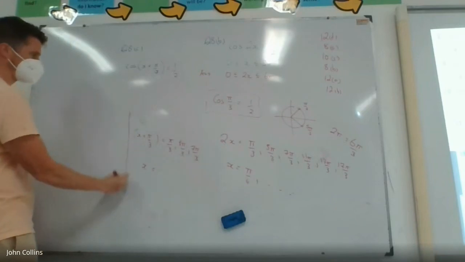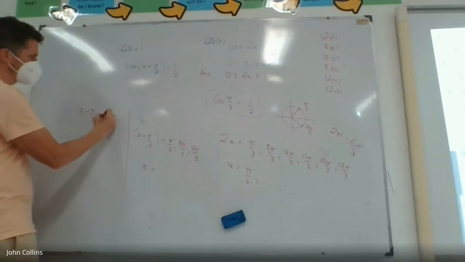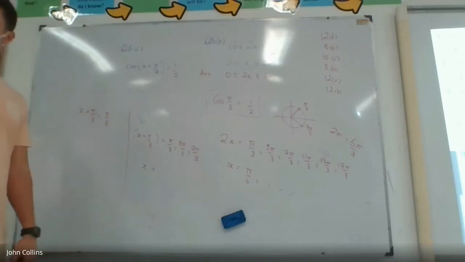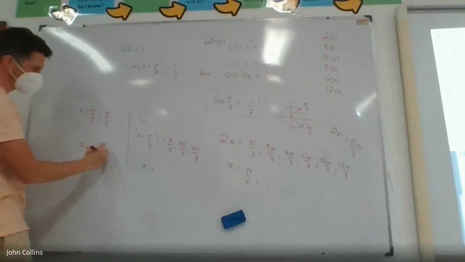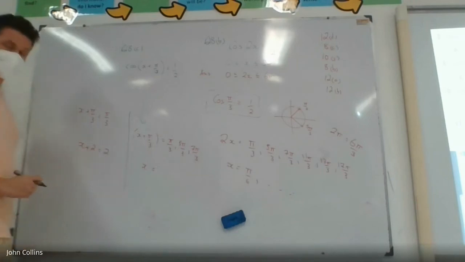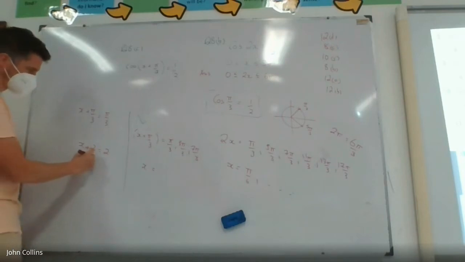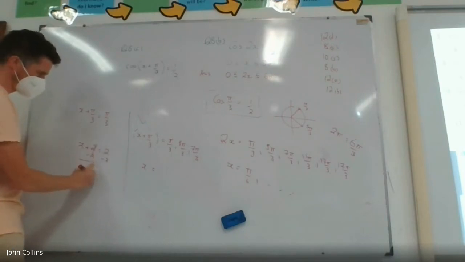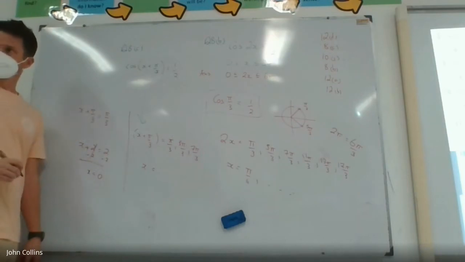So let's just take one of them aside. x plus pi over 3 is equal to pi over 3. How do I solve this? Well, in general, if x plus 2 is equal to 2, what does x mean? 0, yeah, because you can subtract 2 from both sides, you end up with 0. So if I subtract pi over 3, I end up with 0.